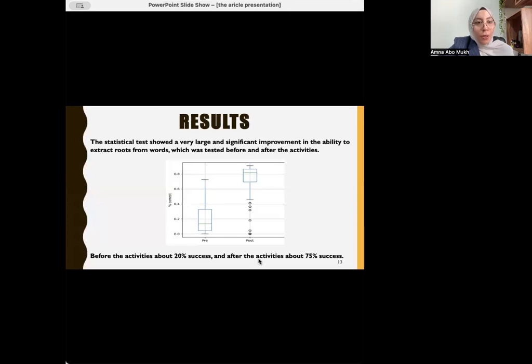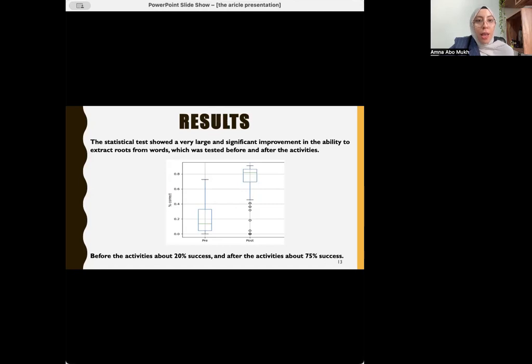About the results of our study, it demonstrates a significant improvement in students' ability to extract roots from Arabic words, including the effectiveness of the approach in enhancing morphological awareness among the participants. This focus on morphological awareness is essential for language learning and lays the foundation for more advanced literacy skills in the Arabic language.